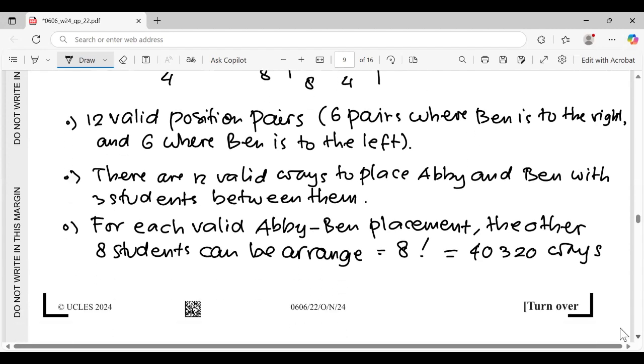So the total arrangement is 12 times 8 factorial. It is 483,840 arrangements.